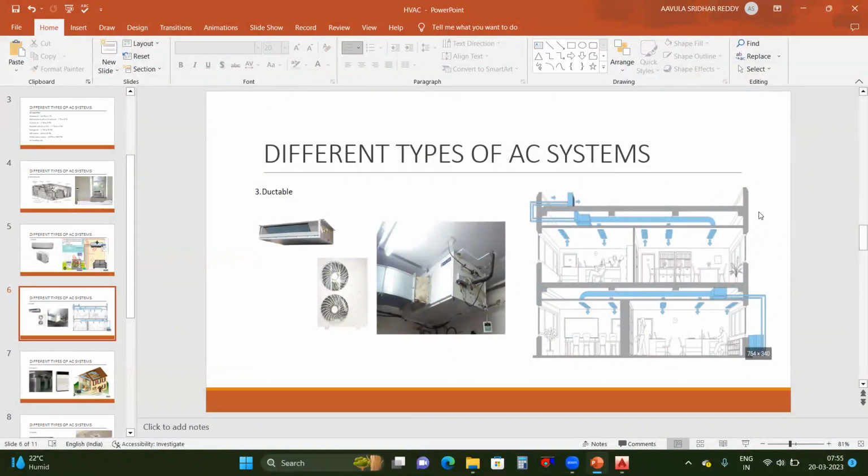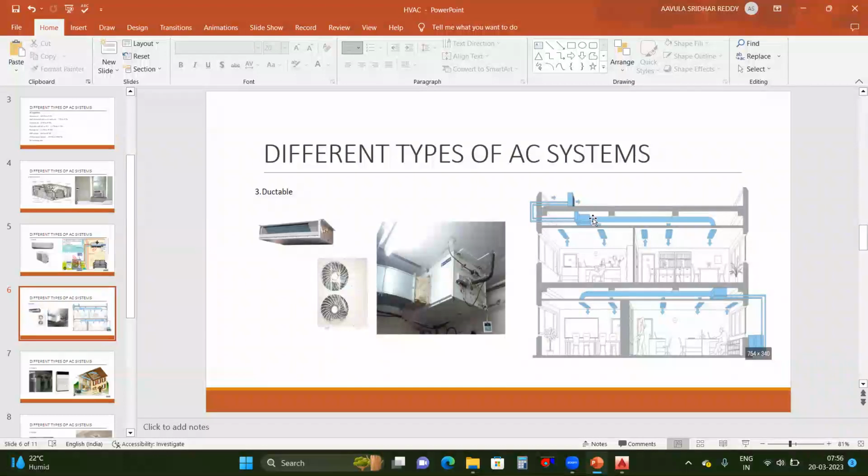In the right side image, you can see the ductable unit we have placed here, on top of the false ceiling. This is the false ceiling, this is the true ceiling, and this is the slab. On top of the false ceiling we have placed the unit, and this is the outdoor unit. We have connected it with copper piping, drain, electrical connections, etc.